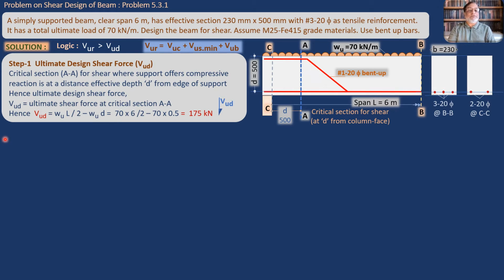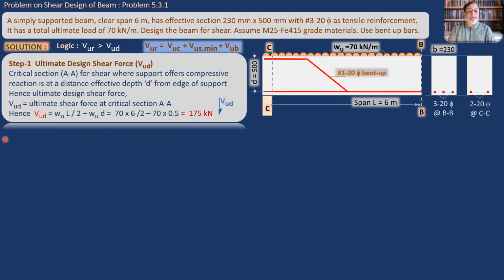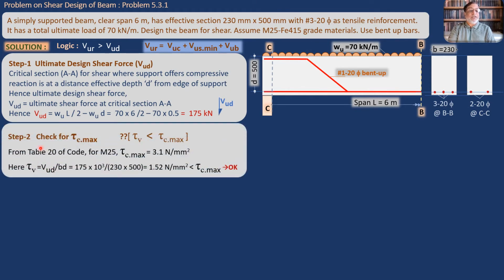Now we proceed for the second step. The second step is like this. In the second step, we have to check this value of 175 kilonewton VUD for tau C max. This we have seen in the earlier video, again with details. We will apply it here. What is this check for tau C max and what is its necessity?